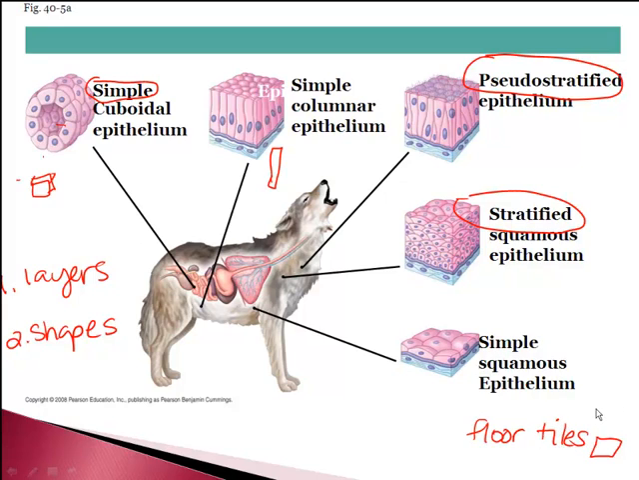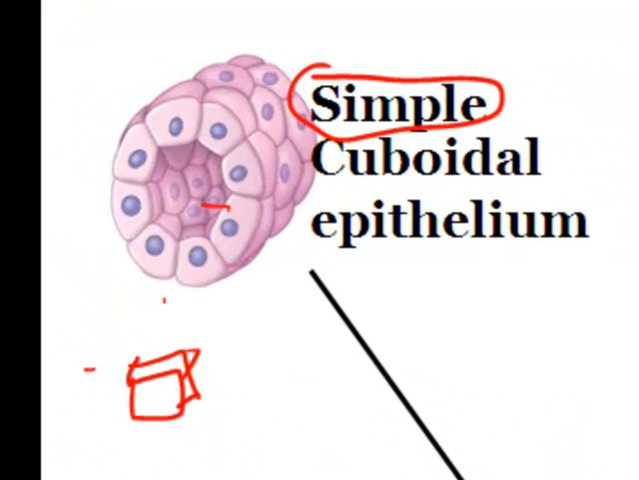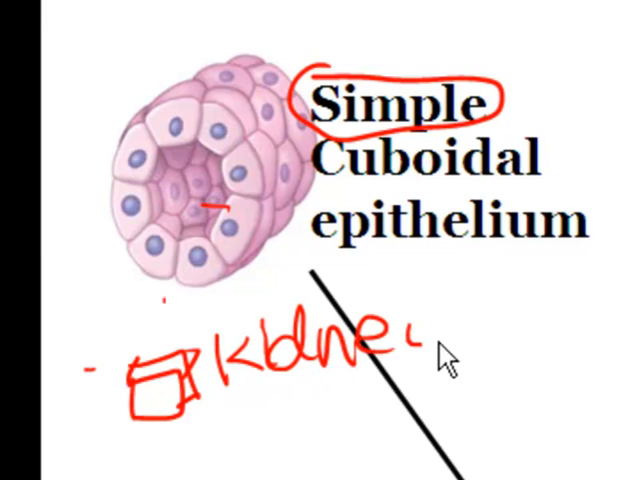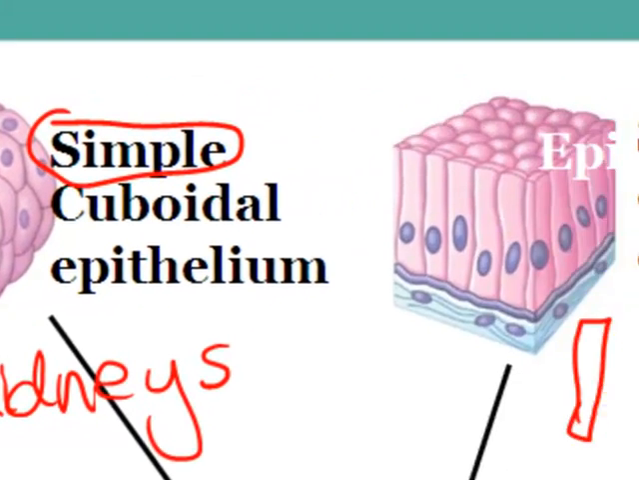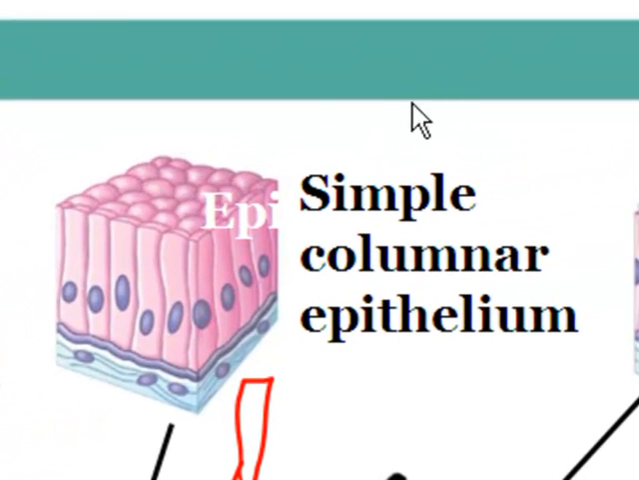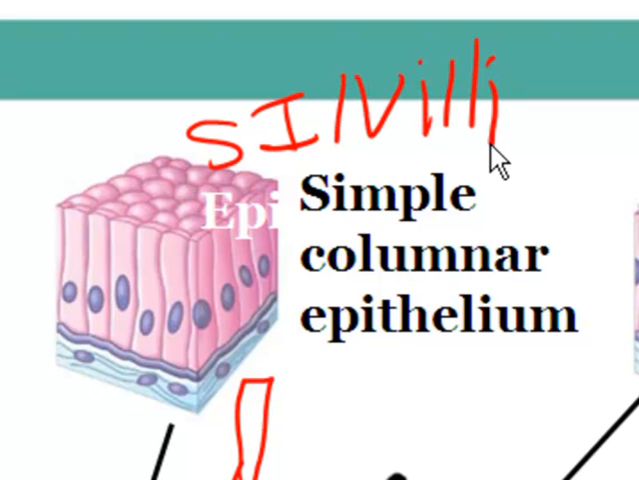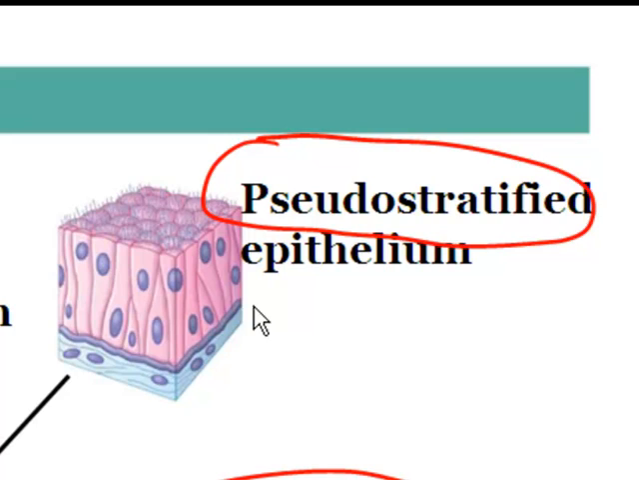Now when you combine both layer and shape, you get some pretty unique tissues that are found in only certain areas of your body. So for example, this first one here, this simple cuboidal, that's specifically found in your kidneys, or glands that secrete hormones may have simple cuboidal epithelial lining. Simple columnar epithelial lining, this would be found in your small intestine, like the villi, the little fingers that help to absorb nutrients. The pseudostratified epithelium is found in your lungs, like your airways or trachea here.